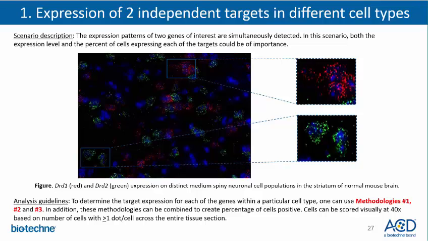Essentially, what one could do to determine the target expression for each of the 2 genes within a particular cell type is use methodology 1 and give a semi-quantitative ACD score to the target expression in each of these populations. For instance, a score 4 for DRD1 and also for DRD2. One could also use methodology 2 and quantitate the average number of dots per cell for target 1 being DRD1 and target 2 being DRD2 using image-based software analysis, or determine how many cells are positive for DRD1 and how many cells are positive for DRD2. An individual H-score could also be derived for each of these two targets.